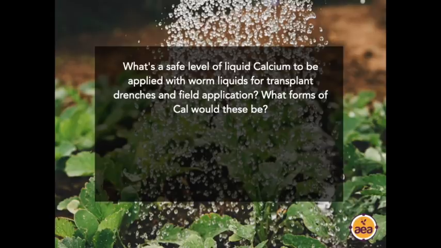Niels Korf, what's a safe level of liquid calcium to be applied with worm liquids? I'm assuming you are referring to worm tea, compost extract for transplant drenches and field applications without a test. What forms of calcium would these be? Definitely avoid calcium nitrate. I would use calcium sulfate or a calcium suspension of some type, similar to AEA's HoloCal, would be the types of materials that I would look for.